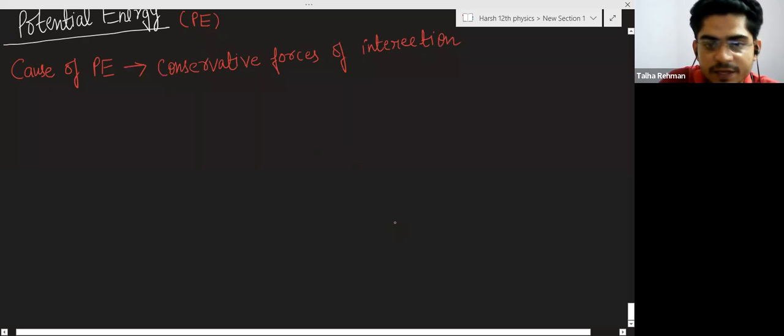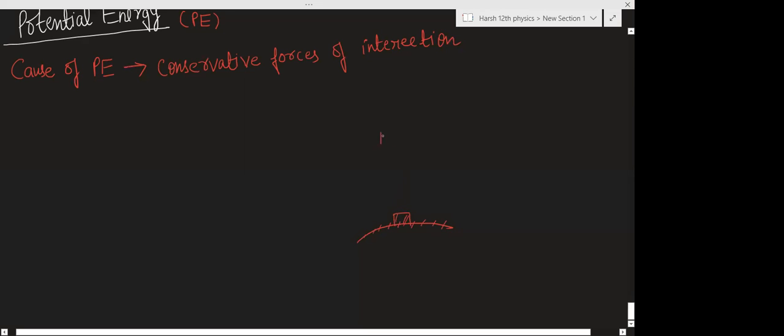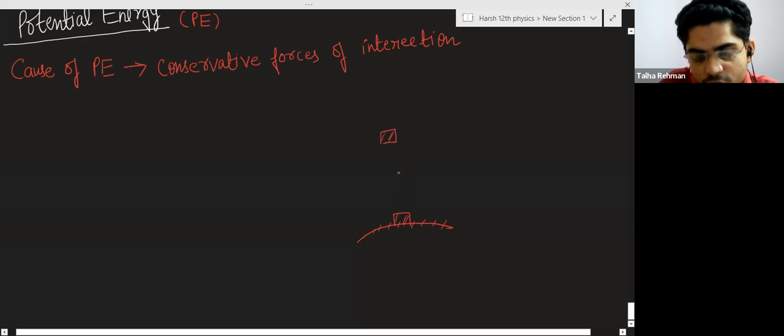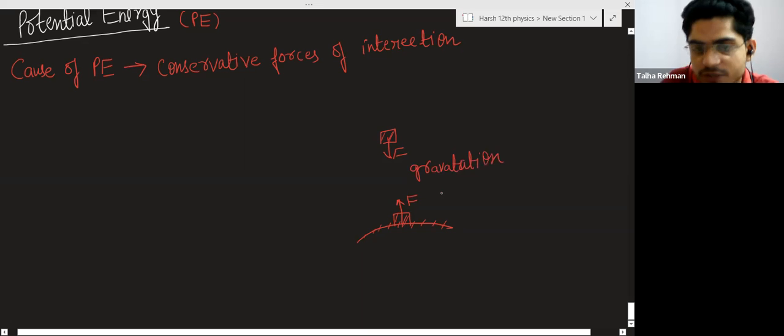In the earlier case, the body was on the earth, and we are taking the body upward. So there is a force of attraction between this body and the earth. Maybe you have studied in your 11th class, this is known as gravitation force. And this gravitation force is conservative.